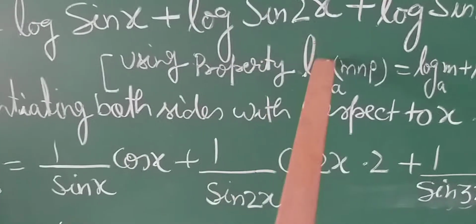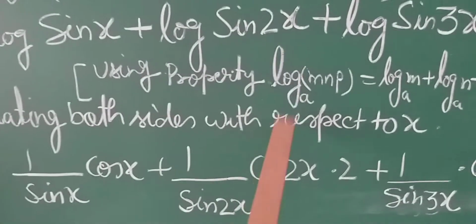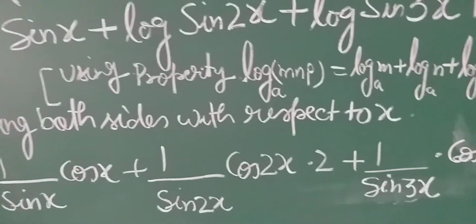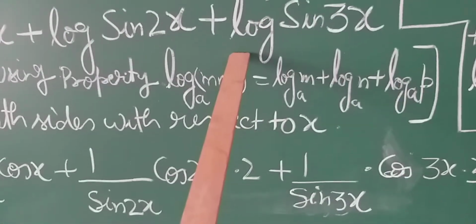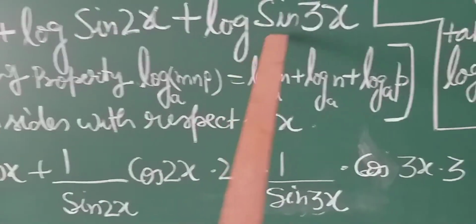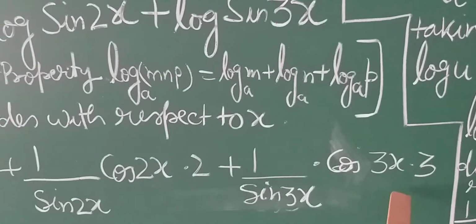log sin 2x derivative 1 upon sin 2x. Now sin 2x derivative cos 2x, then 2x derivative 2. By the same way we have to solve this also students, log sin 3x, 1 upon sin 3x, sin 3x derivative cos 3x, 3x derivative 3.